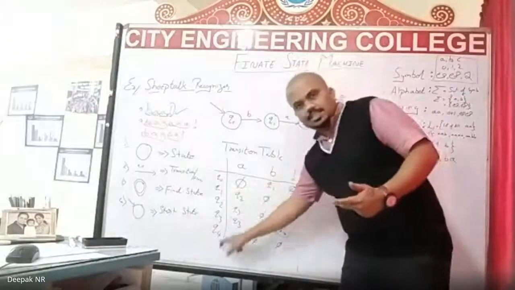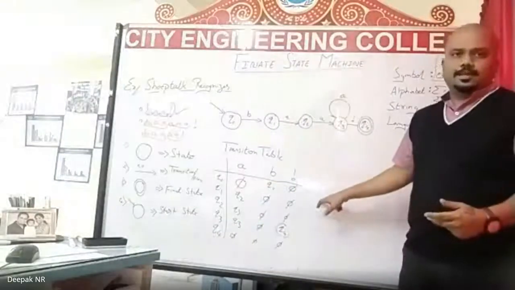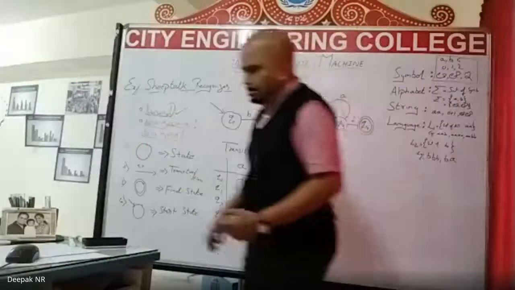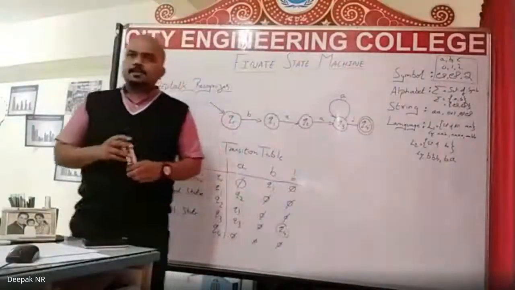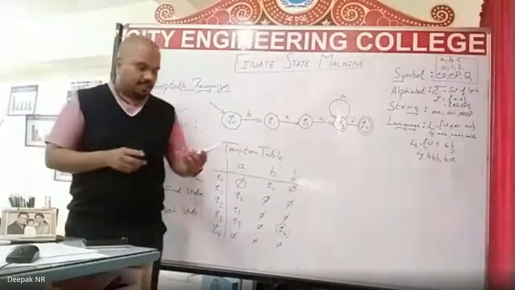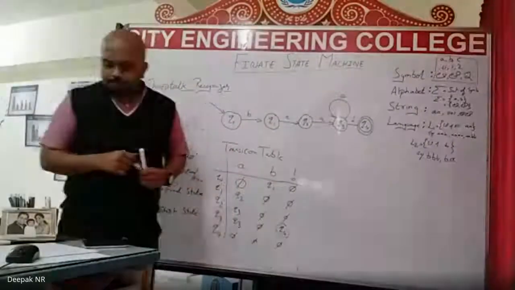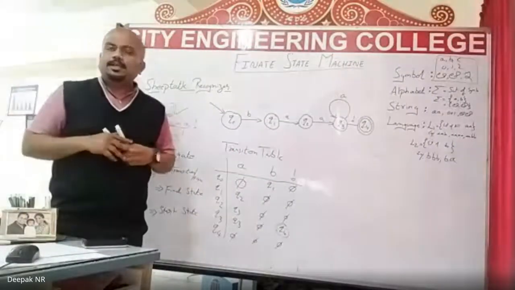So I write each and everything in detail. And this is called a transition table. Is that clear, guys? This is called a transition table. Okay, now let me explain how exactly this works in a given machine.